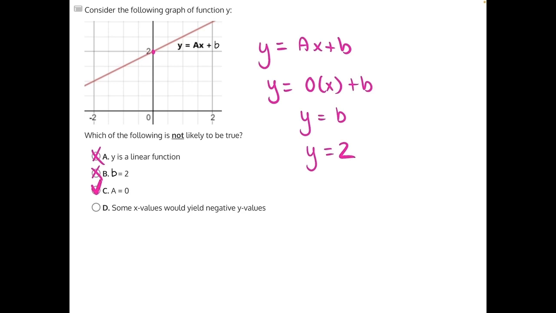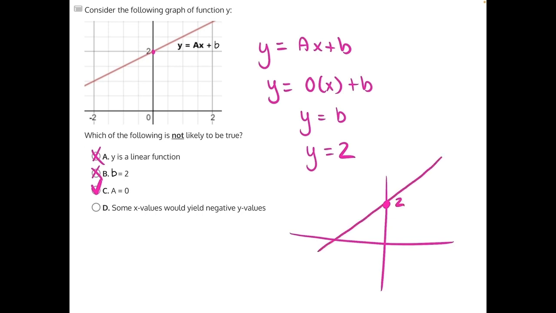At that point, you can mark C and move on with the rest of the test, but for the sake of the video, I'll also talk about why D is a true statement. D says some x values would yield negative y values. This is true by nature of it being a linear function. If this graph were to continue, so I'll give us this is y equals 2. We've got a graph going through here.